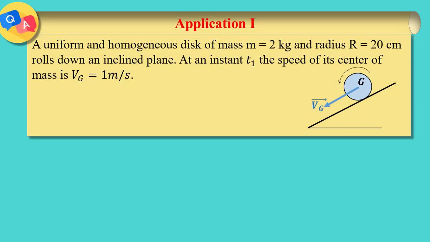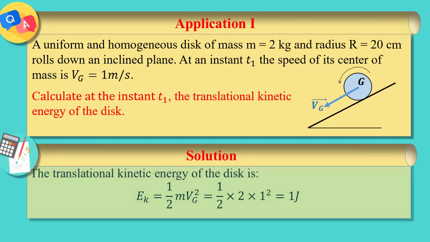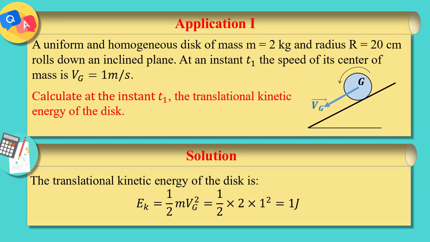Let's solve the first application. A uniform and homogeneous disk of mass m and radius r equals 20 centimeters rolls down an inclined plane. At an instant t1, the speed of its center of mass is vG equals 1 meter per second. Calculate at the instant t1 the translational kinetic energy of the disk. The center of mass of this disk is making translation, so its kinetic energy is half m vG squared. Replace each one by its value, the mass and vG, so the answer is 1 joule.